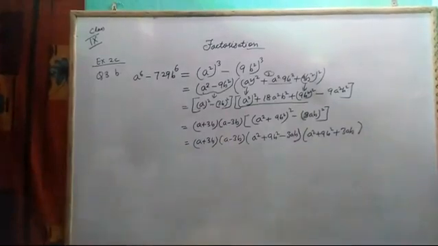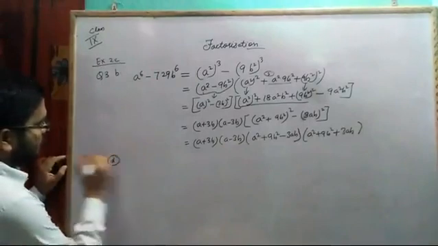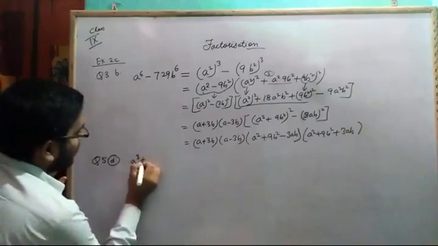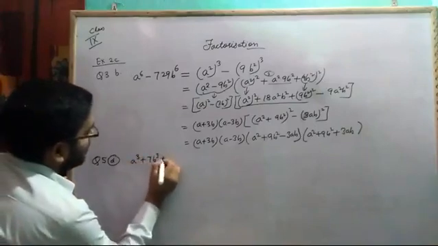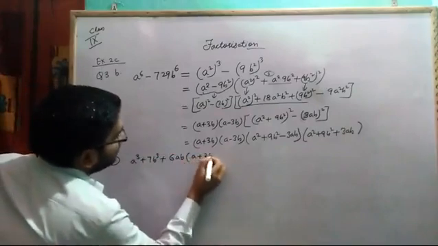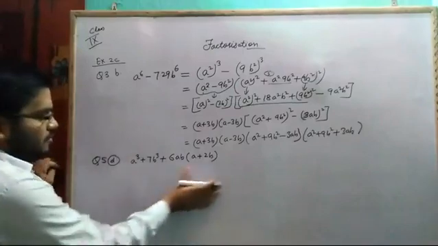Now question number 5 D. Question number 5 subpart D, you understand. It is given a cube plus 7b cube plus 6ab plus a plus 2b. Now we have to factorize this.